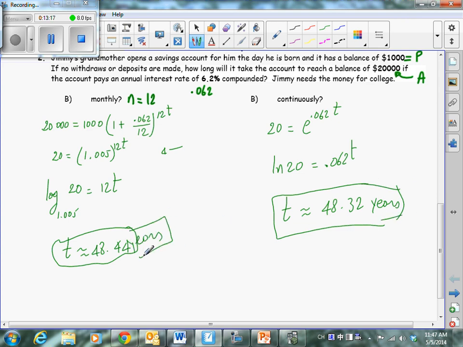Now, if it was your money, which account would you put your money into? I would definitely put it into continuously. You know why? Because you get to that amount of money quicker. Now, if it's bacteria growing, you want to be on the monthly because it takes you longer to get to that amount of bacteria.